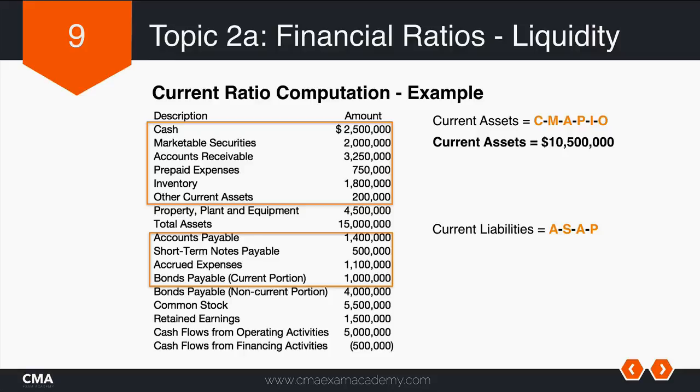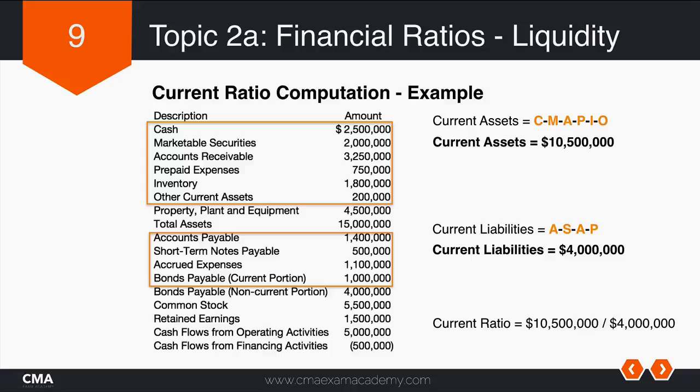The current liabilities, remember, ASAP, will be accounts payable of $1,400,000 plus short-term notes payable of $500,000 plus accrued expenses of $1,100,000 plus the current portion of bonds payable of $1 million. We will get the total current liabilities of $4 million. Substituting the amounts in the formula, that is $10,500,000 current assets divided by $4 million current liabilities, we will arrive at Liquidex's current ratio of 2.625 or approximately 2.63.